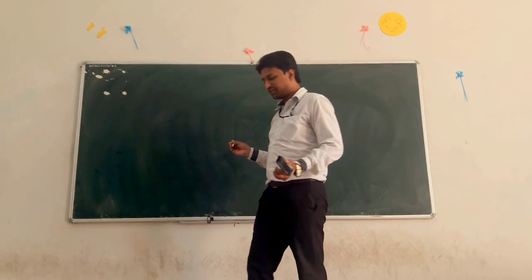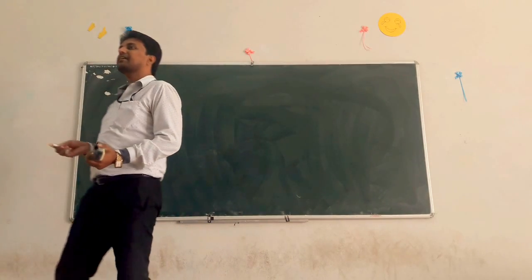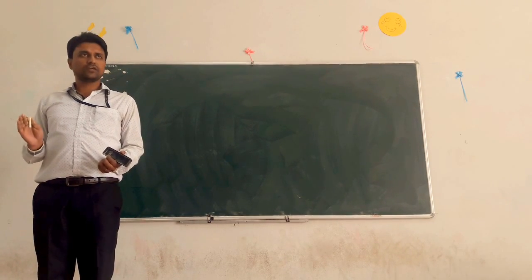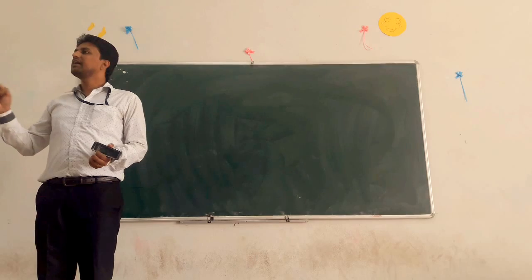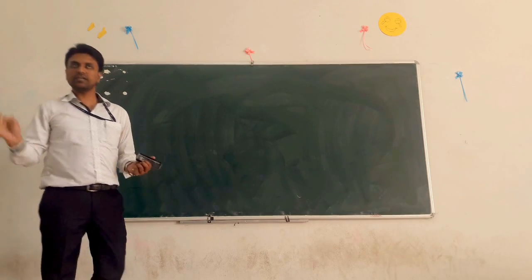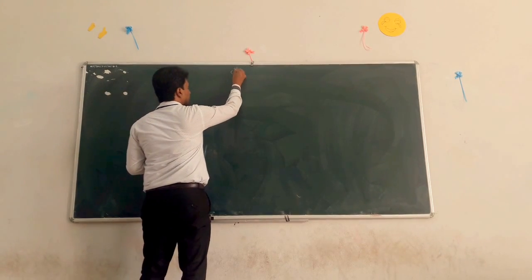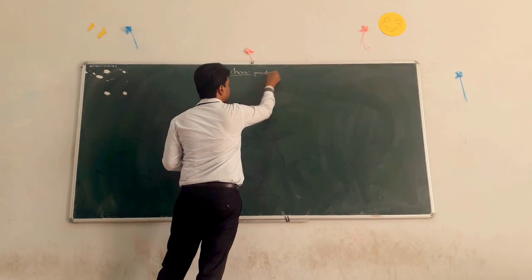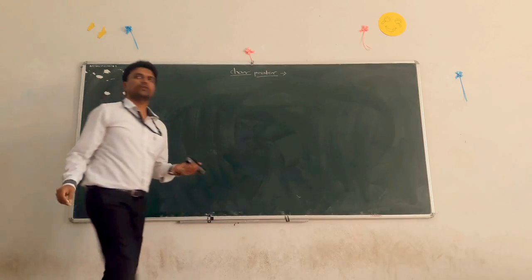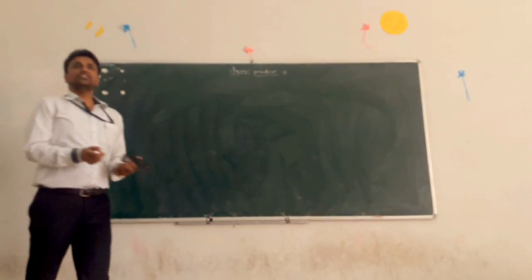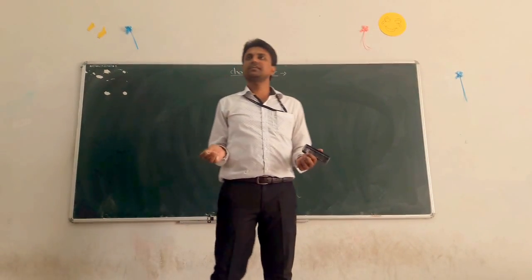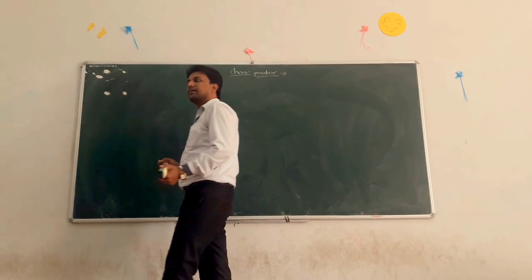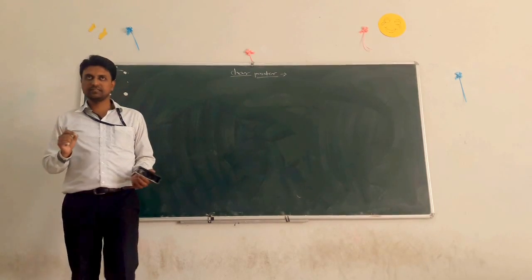Next point in that pointer chapter is the character pointer, also called the string pointer, or pointer and string. So the heading is character pointer. We can initialize a string in different ways. What is a string? A string is nothing but an array of characters.